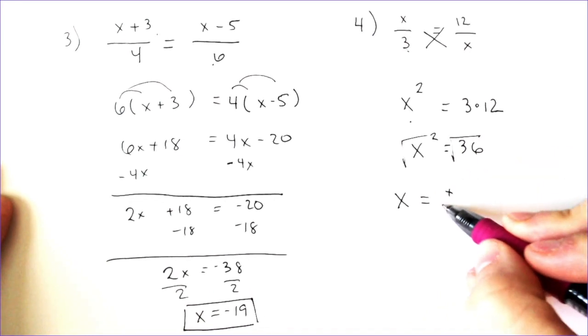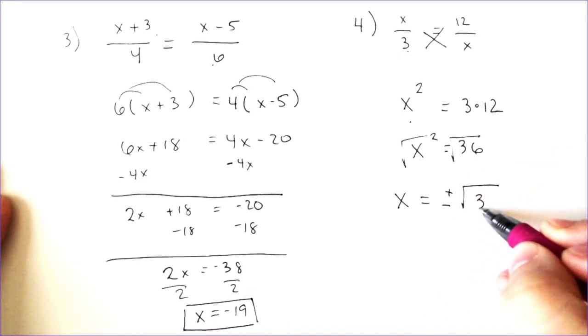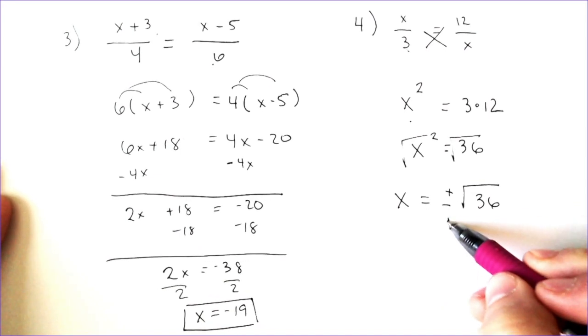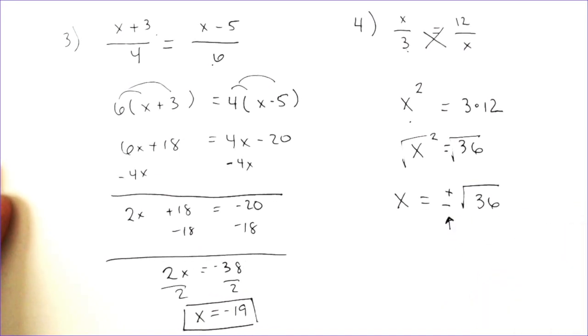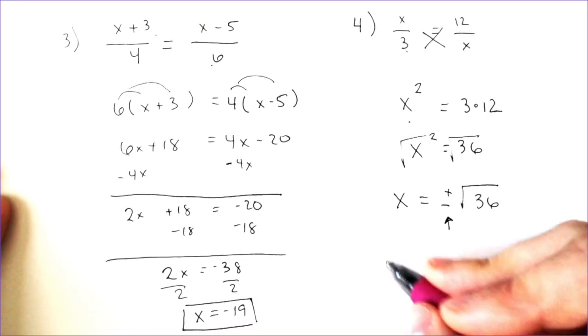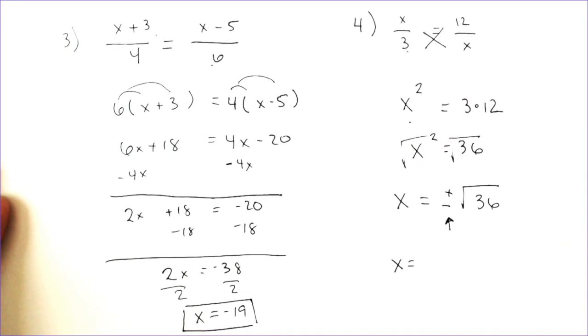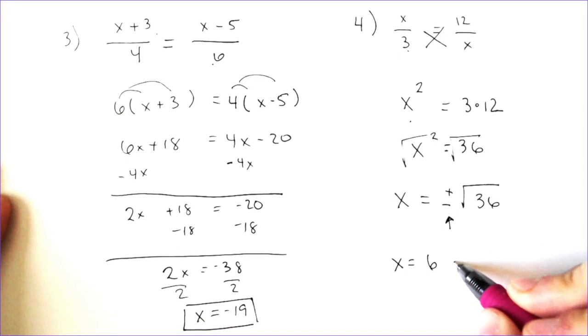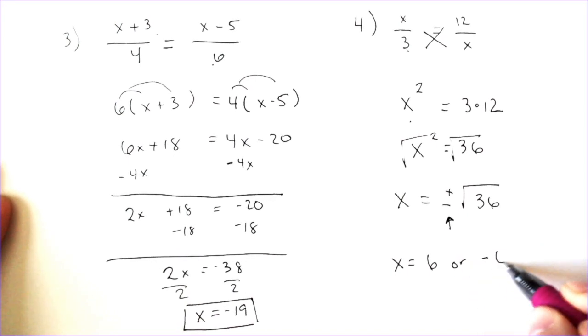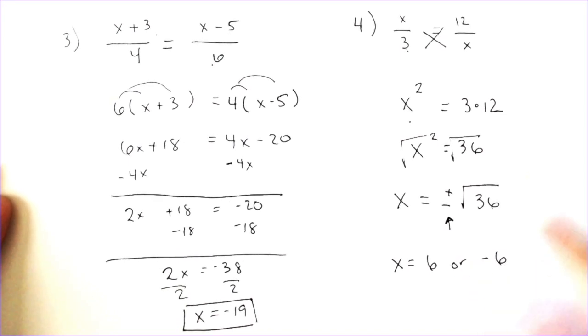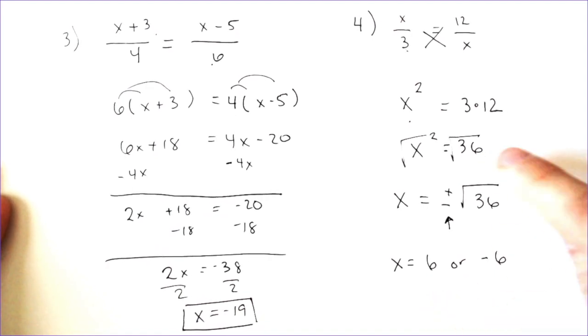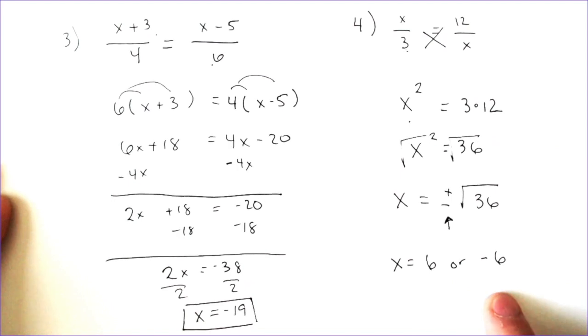Now, if you're doing just algebra, just solving an equation, when you square root, you need to include a plus or minus. A lot of times with geometry, you just write the positive version, but in algebra, you have to represent that this could also be a positive 6 or a negative 6. So I'm going to write 6 or negative 6 because 6 times 6 is 36, and negative 6 times negative 6 is also 36. So we have to represent both of them.